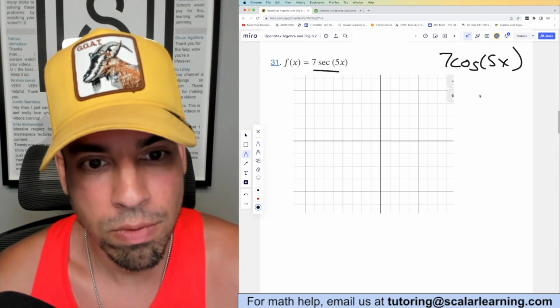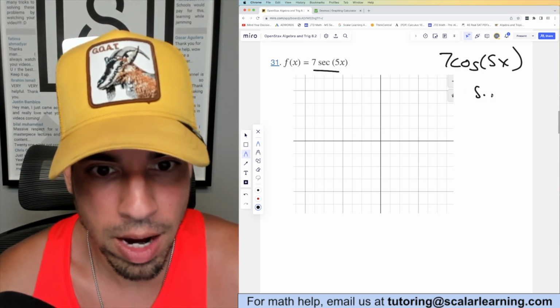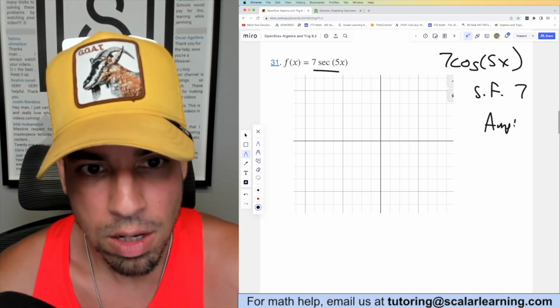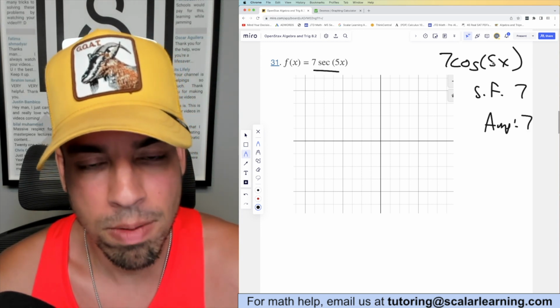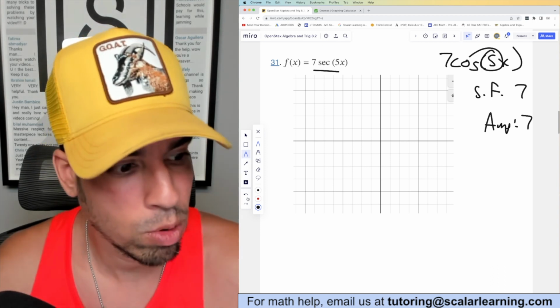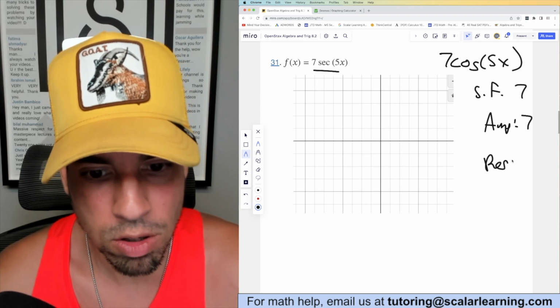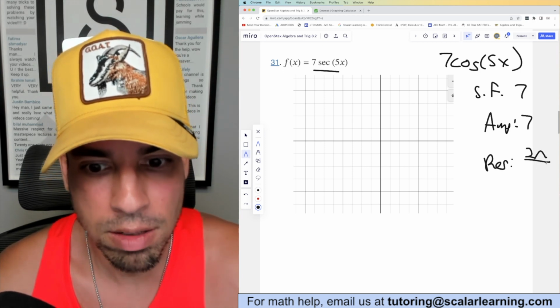So first of all, we have this stretch factor for the original of 7, which means that the amplitude of cosine is actually going to be 7. We also have a modified period. We divide the typical period of 2 pi by this coefficient of 5. So the new period is now 2 pi divided by 5.